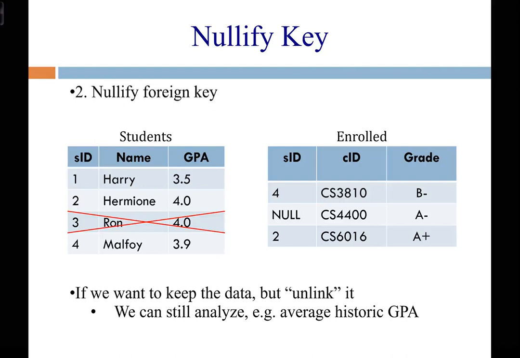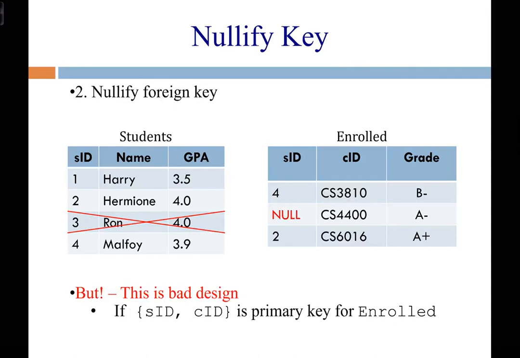Okay, excellent question. What happens to the enrolled table now in relation to its primary key? This is why doing this is bad design. SID, CID is probably the primary key here in the enrolled table. So if part of it becomes null, depending on the database you're using, this is either just really bad design or it won't even allow it. By making SID part of the primary key, it's not even going to allow this to be null. So this won't work.